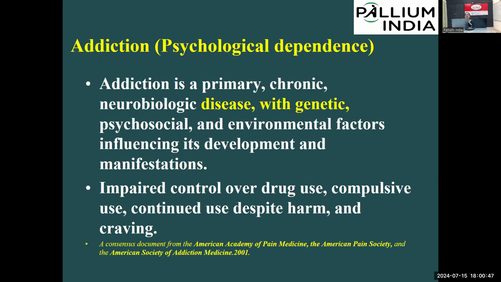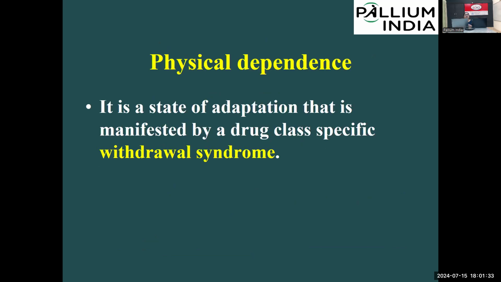So there is always a confusion between psychological dependence or addiction and physical dependence. According to the American Academy of Pain Medicine and the American Pain Society, psychological dependence is a primary chronic neurobiologic disease with genetic, psychosocial and environmental factors influencing its development and manifestations. There is impaired control over the drug use, compulsive use, and continued use despite harm and craving. This is the definition the American Academy of Pain Medicine has given for psychological dependence or addiction. And what is physical dependence? It is a state of adaptation that is manifested by a drug class specific withdrawal symptom.